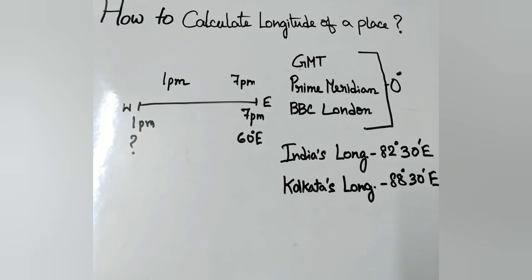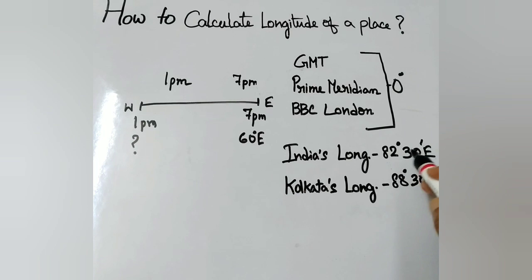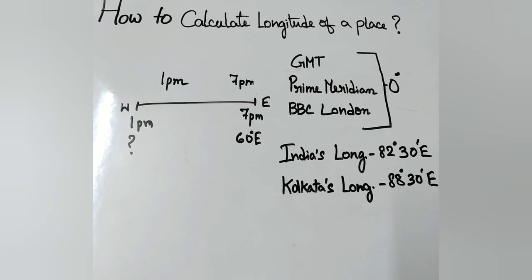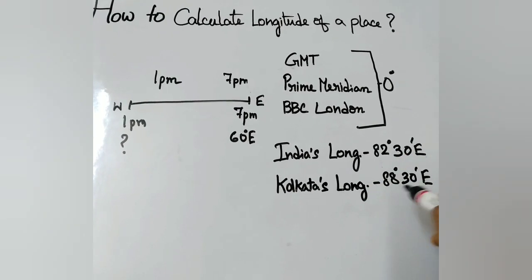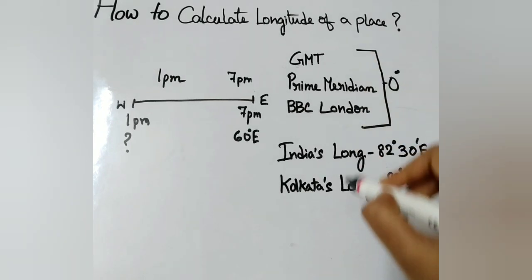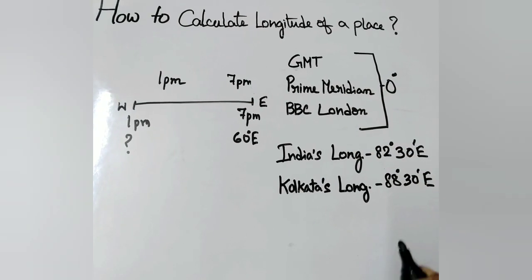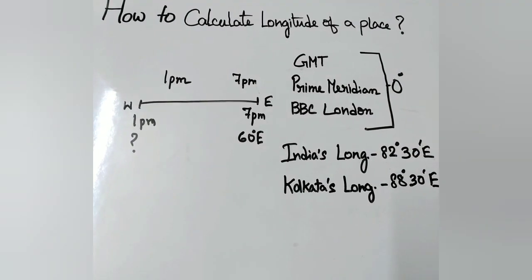Second thing, if India is given and the longitude is not mentioned in the question, you have to remember that India's longitude is 82 degree 30 minute east. Kolkata's longitude is 88 degree 30 minute east. You have to remember these places' longitudes in your mind.